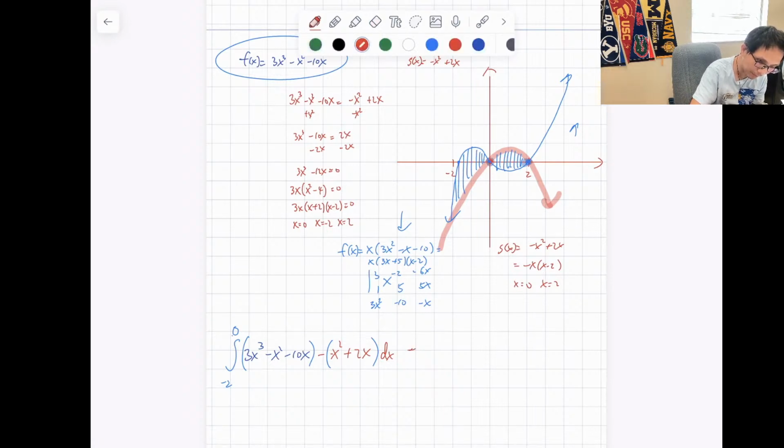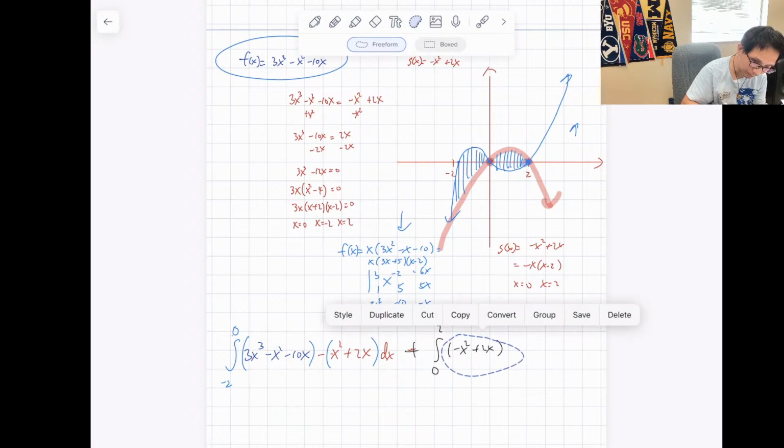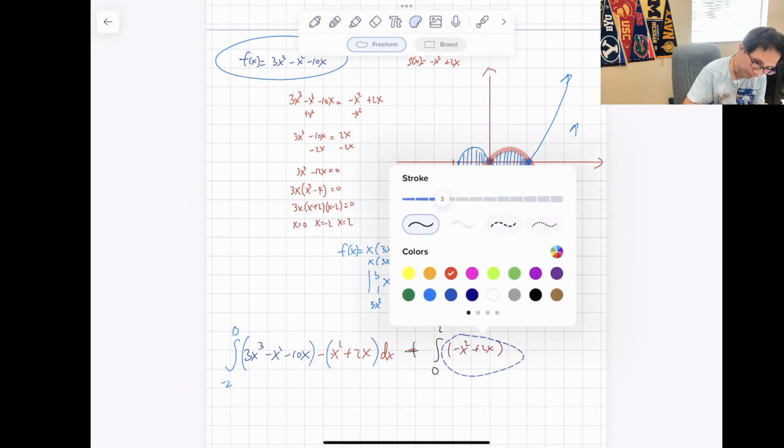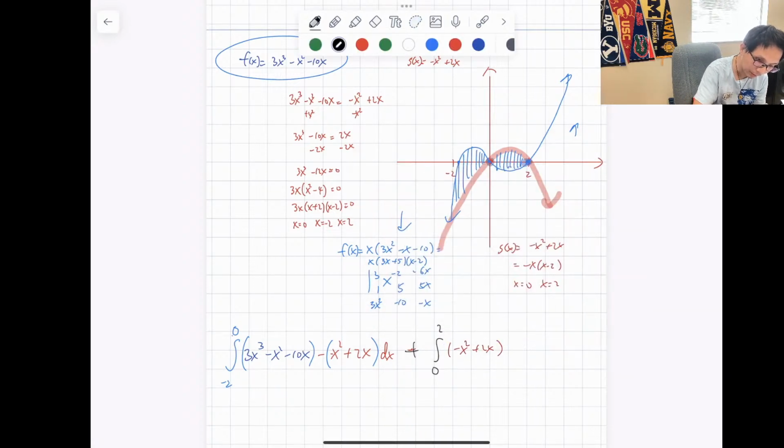Okay. Plus integration from 0 to 2. What is the top function? Negative x squared plus 2x, right? Minus the bottom function, 3x cubed minus x squared minus 10x. Now this is dx.